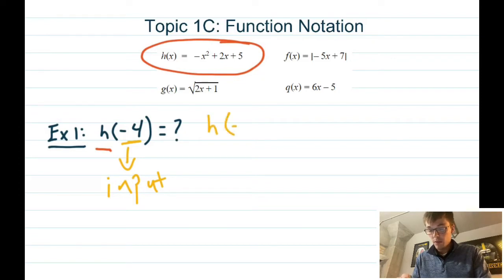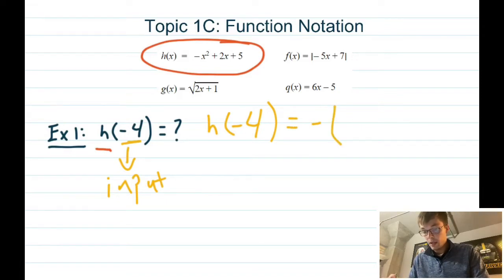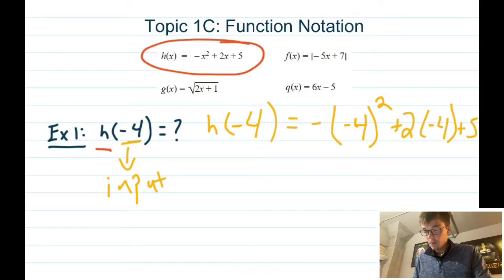So h of negative 4 equals negative, now x squared, you're going to notice my parentheses here, negative, now parentheses, x squared, which is a negative 4 squared, plus 2 times a negative 4, plus 5. Now you just have to finish solving this. Bringing this down, the h of negative 4 stays the same out in front because that's just our output, telling us the output when the input is negative 4.